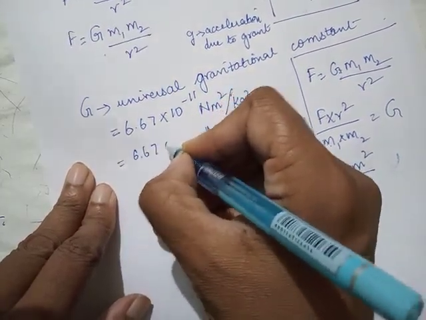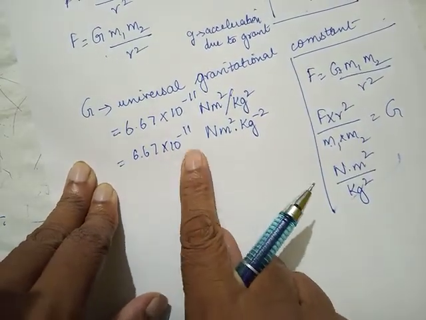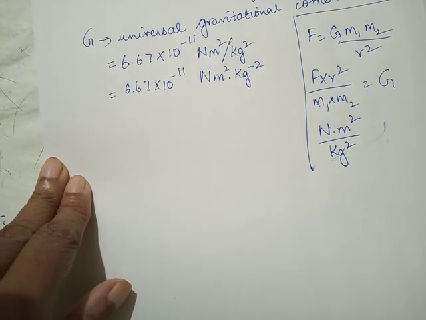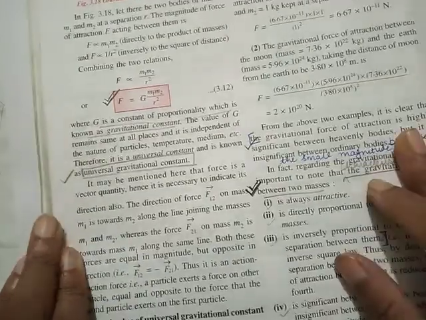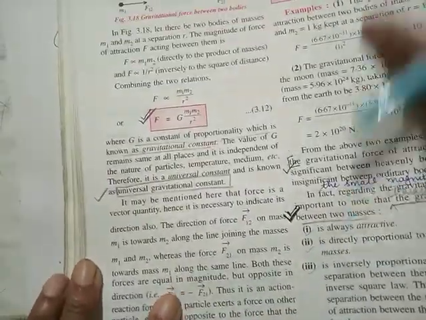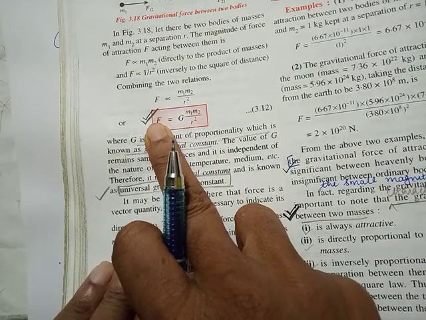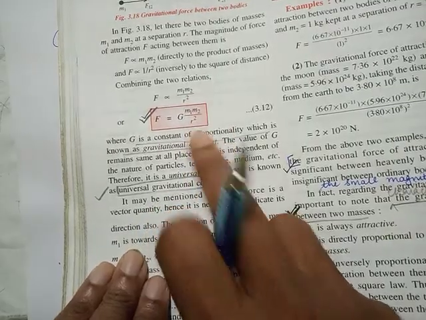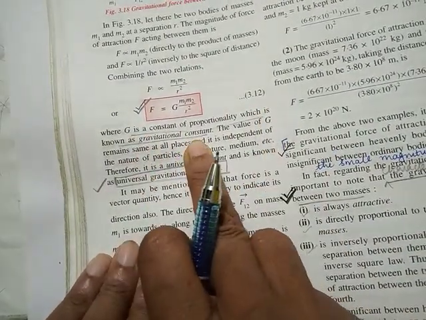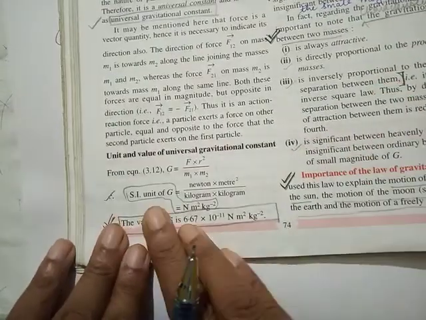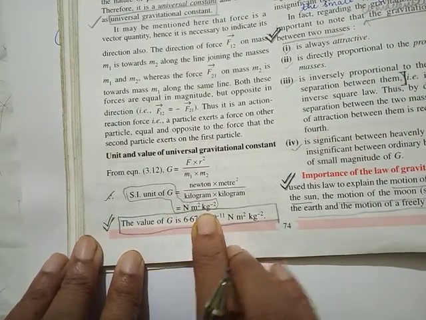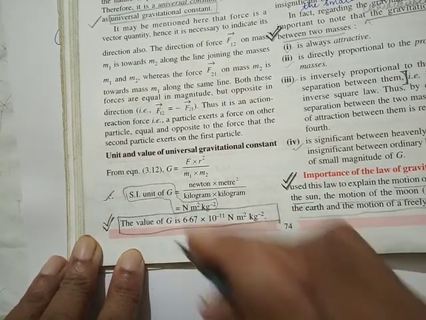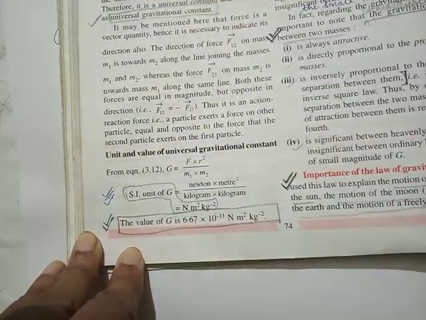So this value you're supposed to remember, 6.67 into 10 power minus 11. You have to memorize this value. Now open your book. This is the formula for force of attraction between two bodies: F equals G m1 m2 upon r square, where G is called the universal gravitational constant, and the SI unit of G is Newton meter square into kg minus 2, and its value is 6.67 into 10 power minus 11. All these three things you have to memorize.